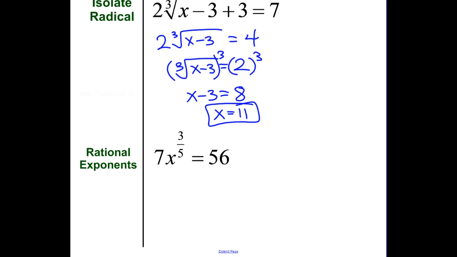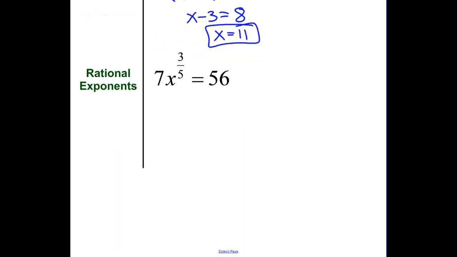All right, well, what if I have rational exponents here? If I have that right there, first thing I'm going to do is look at this piece by itself and isolate that as well. So just like I did before, I need to get that by itself. It's 7 times that, so I divide by 7 first. So I get x to the 3/5 equals 8.